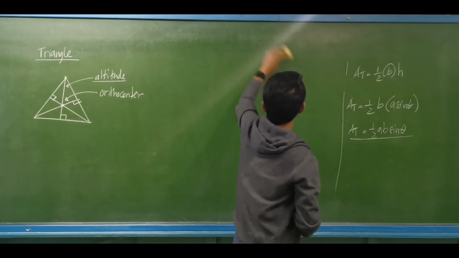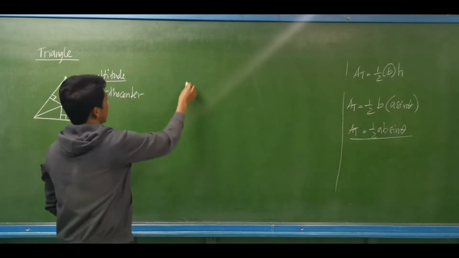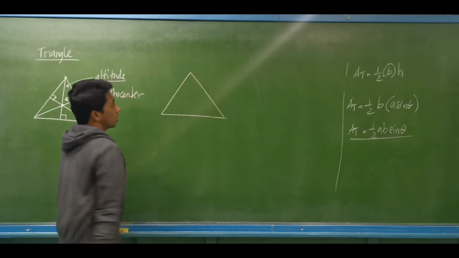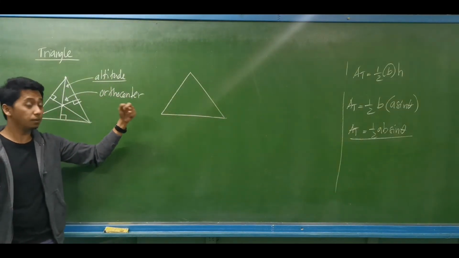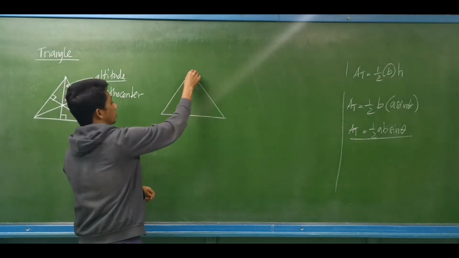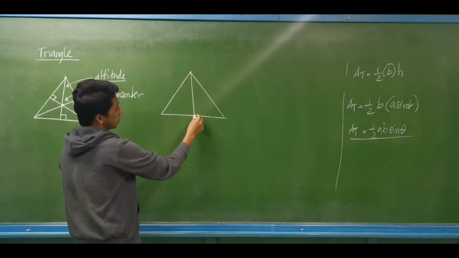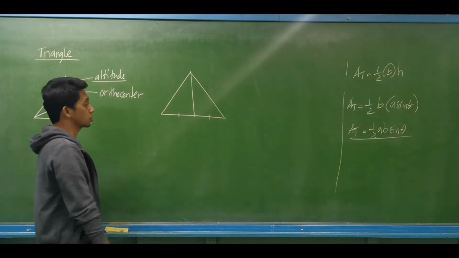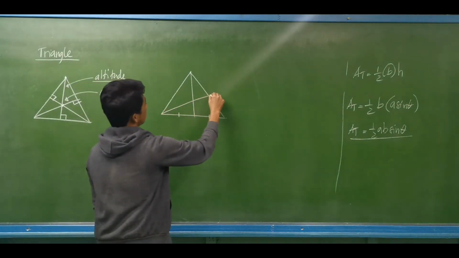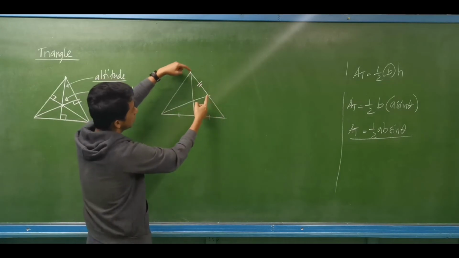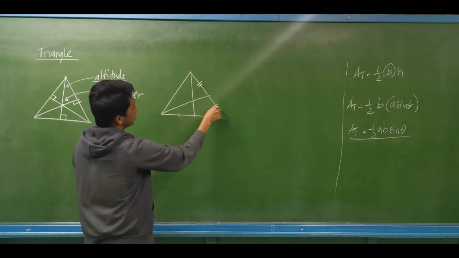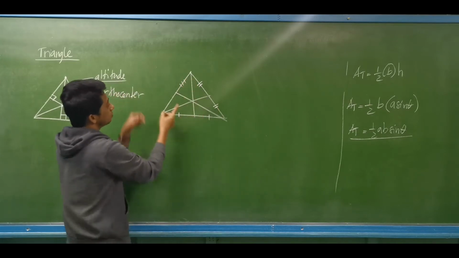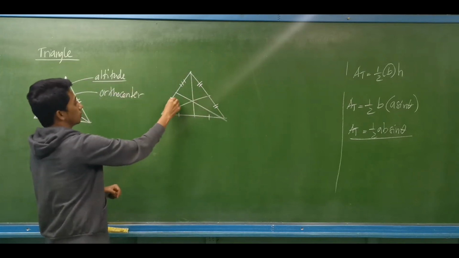So other than the altitude, for example, we have this triangle. For example, gagawa tayo ng line segment from one vertex to the opposite side. Ang gagawin niya is hatiin niya yung opposite side into two equal parts. So let's say another line segment on the other side. So ito, yung length nito is magiging equal dito. In the same way on the third one, yung length ng segment na to is the same as this one.